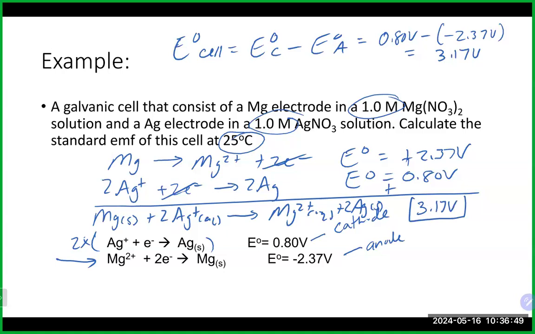Any questions on that? All right. So in a problem like this, where you're just looking for the cell voltage, sometimes it might be quicker just to take the number from the table and subtract it. But you could also just flip the number and add it pretty easily as well. All right.